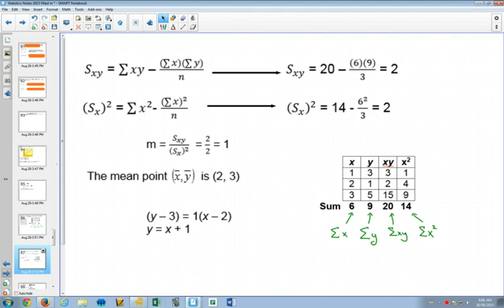And on the bottom, we're going to take the sum of all of our x squared, which is 14, minus the sum of all of our x's, squared, divided by 3. Subtract those, and we get 2 again. So we have the slope is equal to 1. Our mean point, the mean of our x values and the mean of our y values, is (2, 3). So we get our equation to be y equals x plus 1.